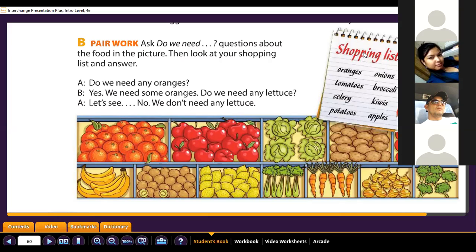Do we need any kiwis? Tenemos que ver la lista de compras. Yes, we need some kiwis. Yes, we need some kiwis. Some kiwis. Ya terminaste.